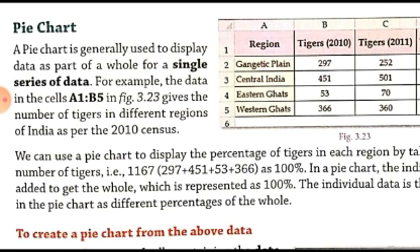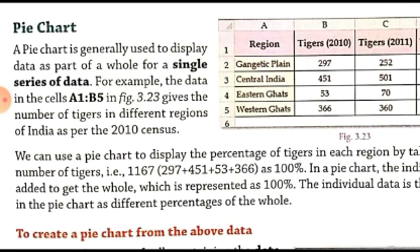So what we are actually calculating and displaying in the pie chart is the percentage share of every region in the whole number of tigers. Whatever is the share of every region in the total number of tigers, that percentage will be shown in the pie chart. So first of all, we will calculate the total number of tigers, and that total number of tigers will be treated as 100%.